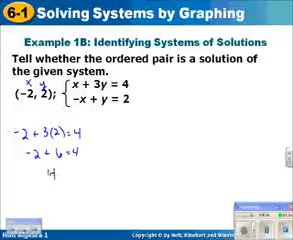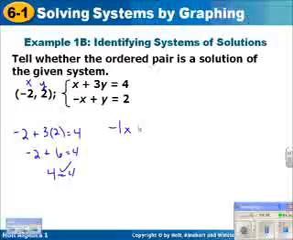So does 4 equal 4? Yes. So you know (-2, 2) is a point on the line x + 3y = 4. So then you try it in the next one. Now you have to remember that -x, there's really a -1 in front of that x. So you have to be careful about those negative signs.